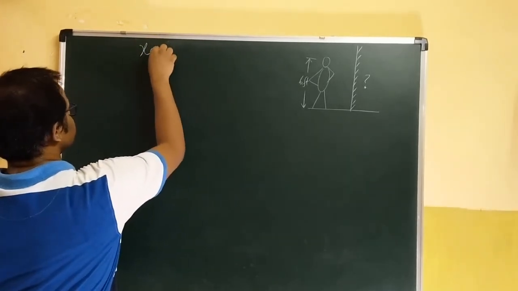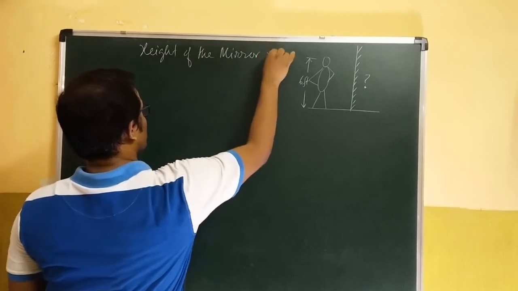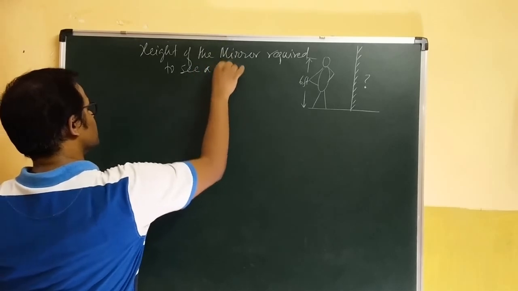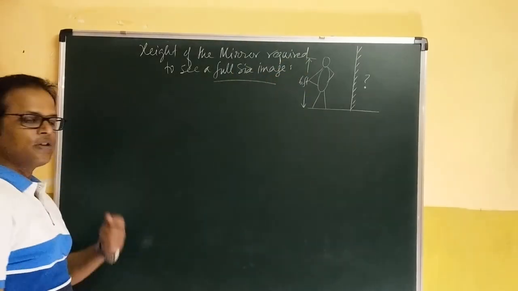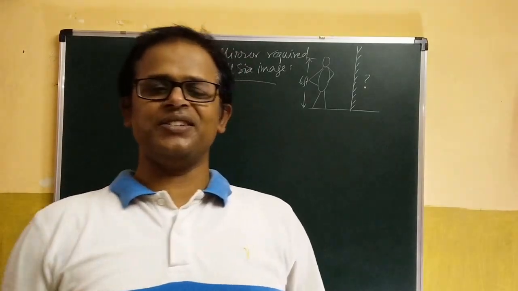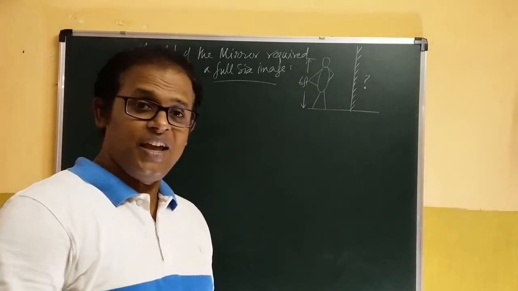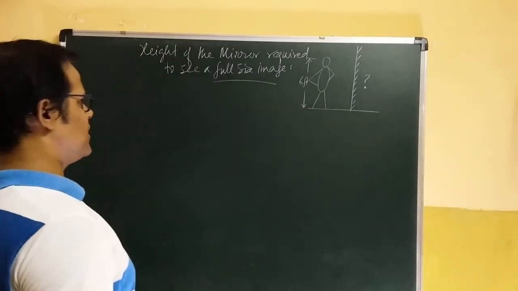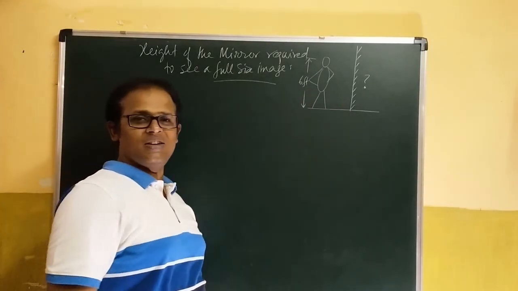The height of the mirror required to see a full size image, because this is one of the very special properties of plane mirrors. We always say that plane mirrors form laterally inverted, virtual, erect images, at the same distance from the mirror as the object. At the same time, we also say the same height of the object and the same height of the image. So to really see a full-sized image of such a huge object, 6 feet tall, how huge does the mirror have to be really?